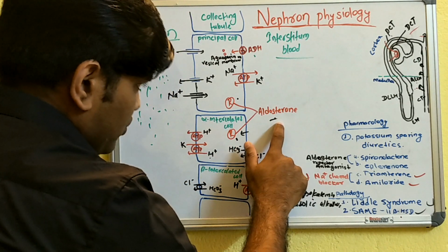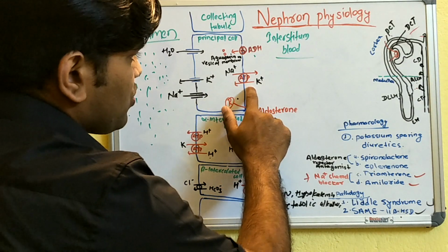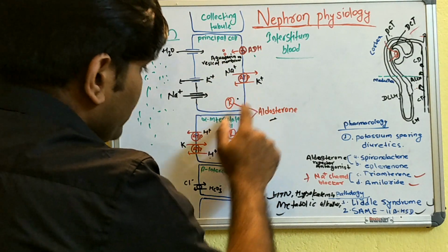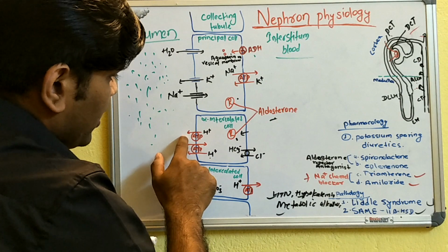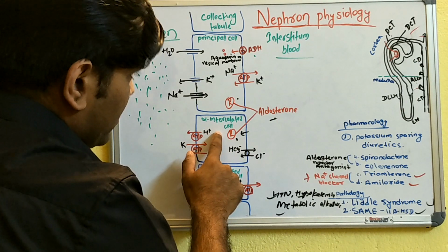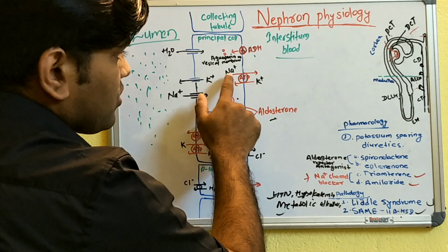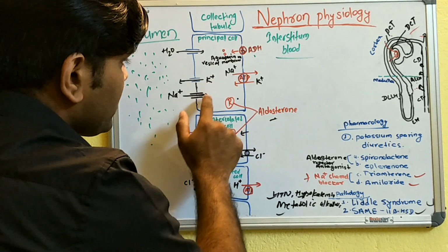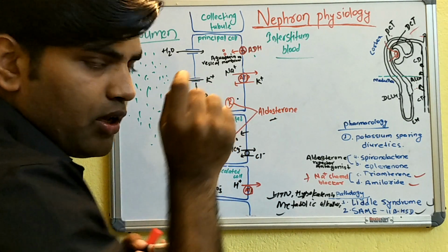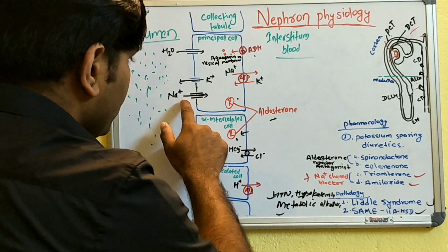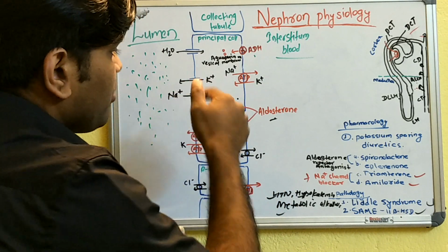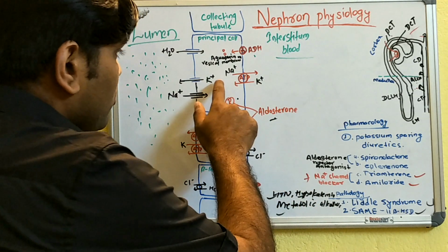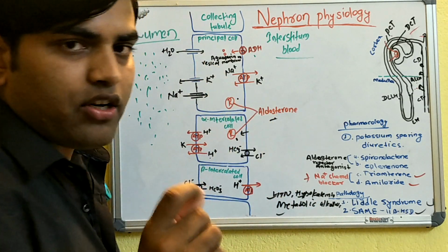In the presence of aldosterone, there will be increased activity of the sodium potassium ATPase pump. There will be increased hydrogen excretion in the alpha intercalated cell. There will be increased activity of the sodium potassium ATPase pump in the principal cell. Then there will be increased activity of the epithelial sodium channel, known as ENaC. There will also be increased apical conductance of potassium in the presence of aldosterone.